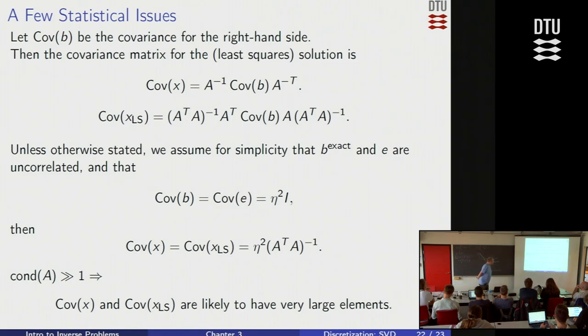And then, of course, we can see that the covariance matrix for the solution, or the least squares solution, is eta squared times that inverse matrix there, again telling us that for ill-conditioned problems this noise will blow up, and we don't like that.